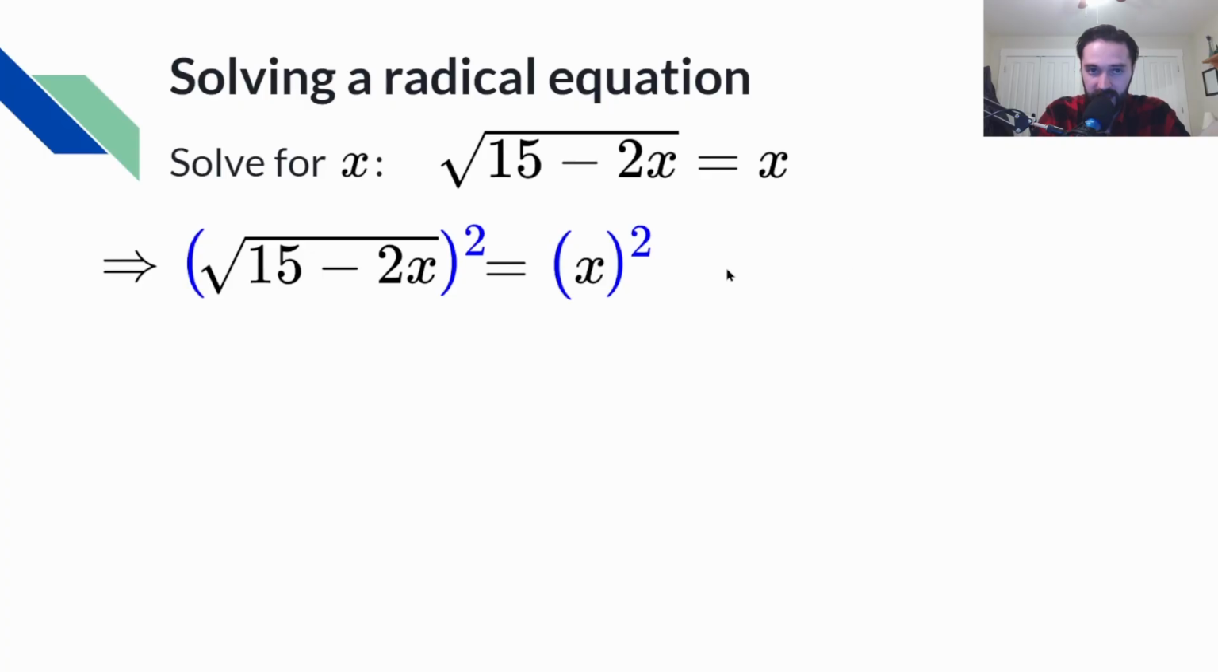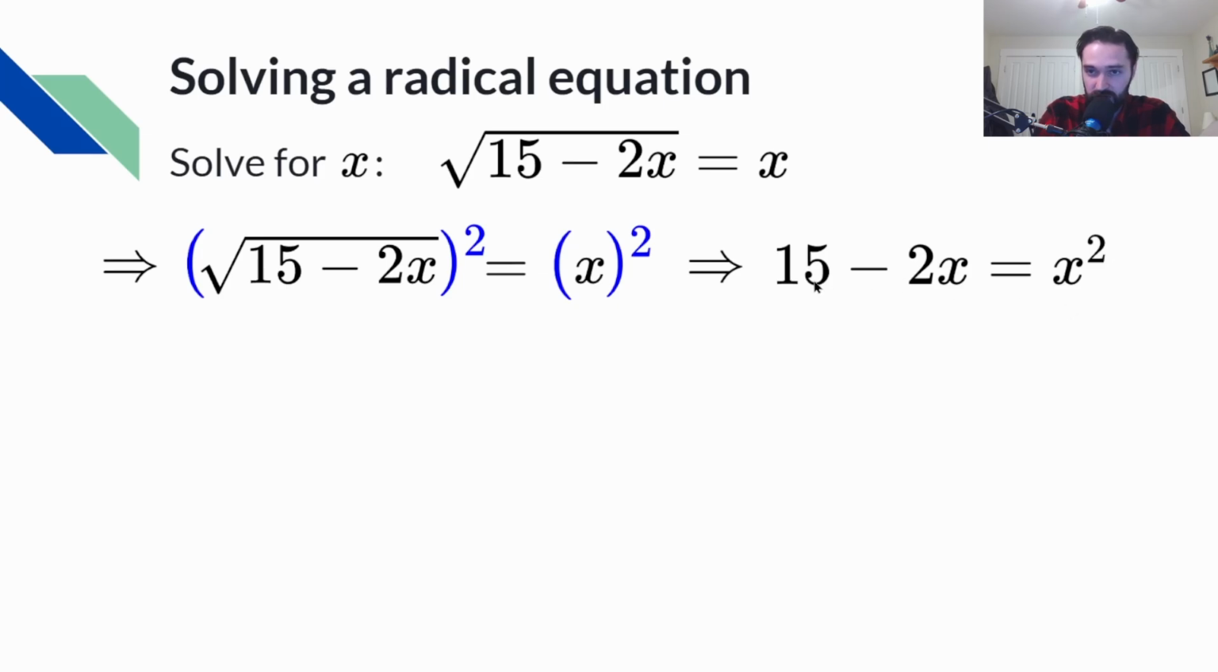That gives us this. And when we square a square root, they undo each other. The square root and the square power undo each other, and we're left with 15 minus 2x on the left-hand side. And that's equal to x squared. So then we realize that we have a quadratic equation to solve.